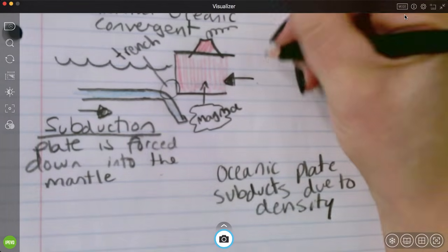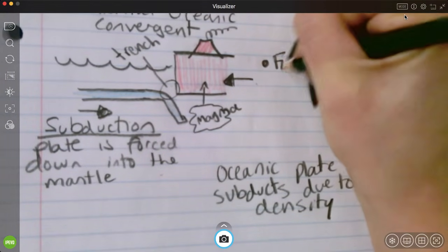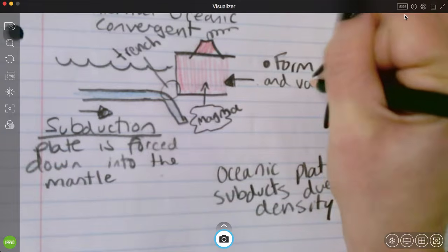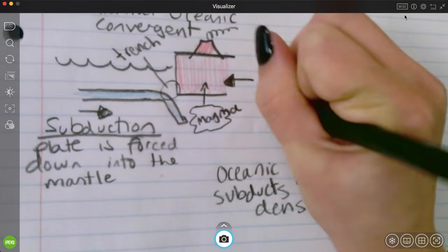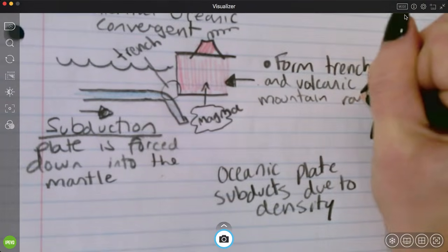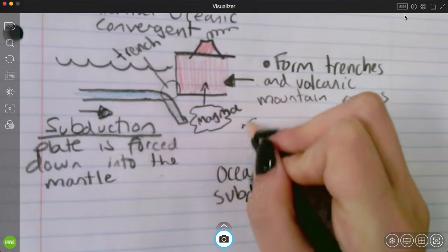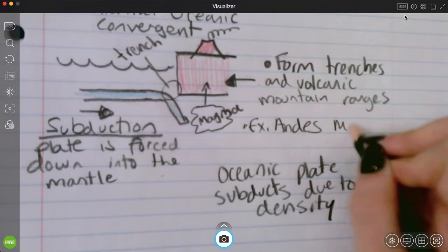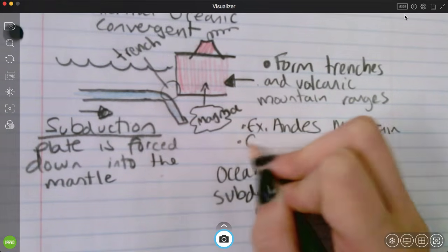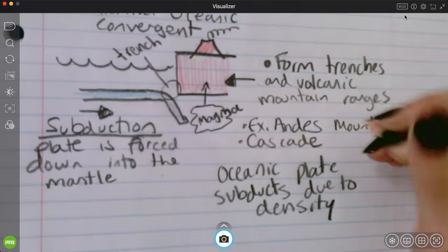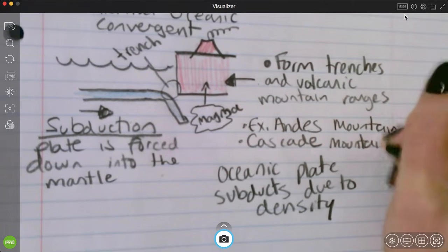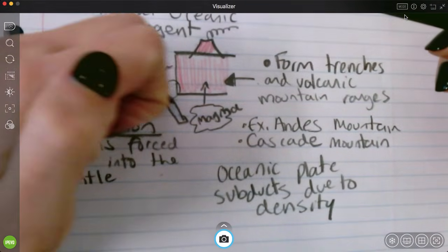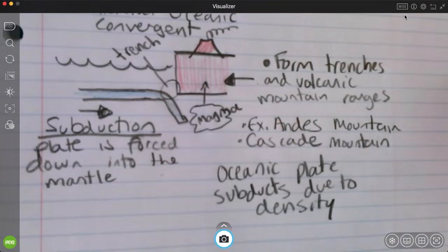So continental oceanic convergent boundaries form trenches and volcanic mountain ranges. So an example of this would be the Andes Mountains in South America, the Cascade Mountains in Washington State, so that's like Mount St. Helens in Washington that erupted back in the 80s, is a result of this. One plate is going under, producing the magma that fuels a volcano.